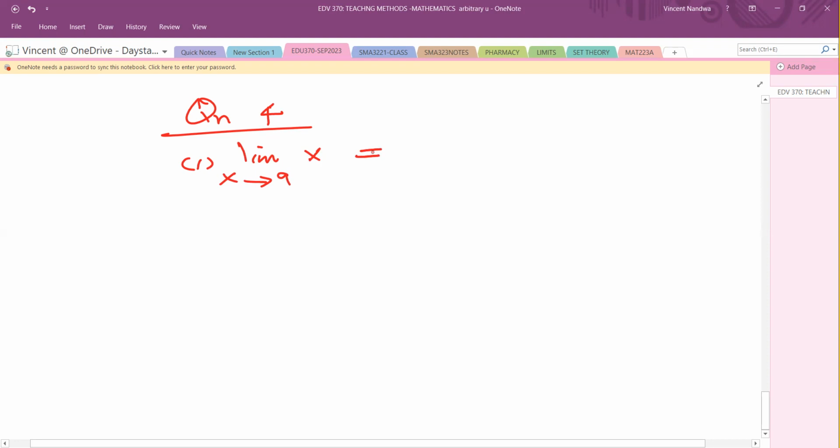So what will this give us? That's 9, just direct substitution, the answer will be 9, okay? Good. And then the second one is the limit as x approaches minus 3 of 14. What do we get as the answer to that limit?